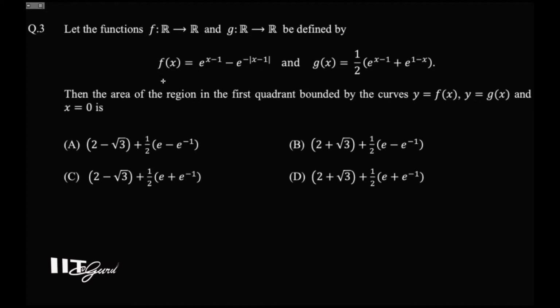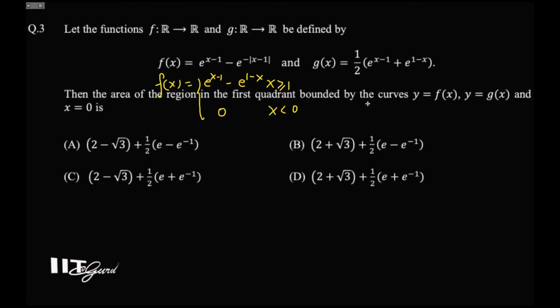So f(x) can be redefined. The critical point is 1. So for x greater than or equal to 1 and for x less than 1. For x greater than or equal to 1, we can say e to the power x minus 1 minus e to the power 1 minus x. What about here? That is 0, cancel, and g(x) will be the same as it is.